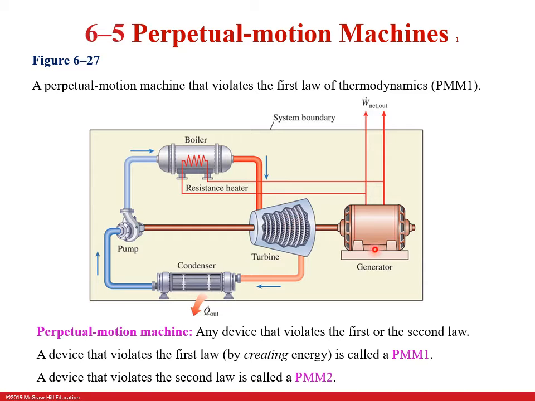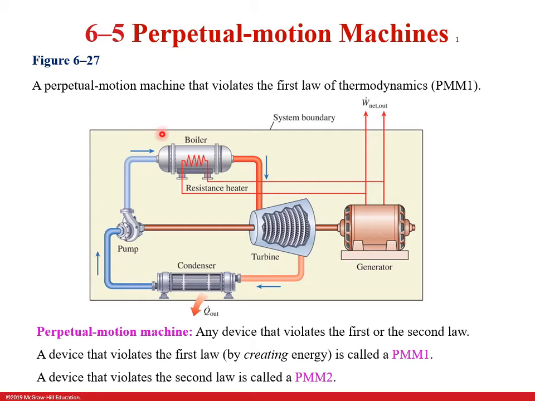This turbine is turning a generator, which is generating electricity, which is used to do some work out here and also used to heat this boiler. Now, this seems like a pretty neat system, but this is what's called a perpetual motion machine of the first type. So this violates the first law of thermodynamics, right?